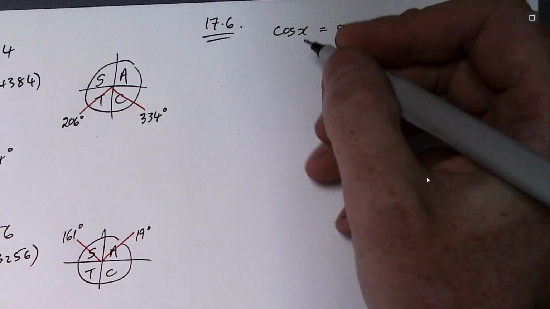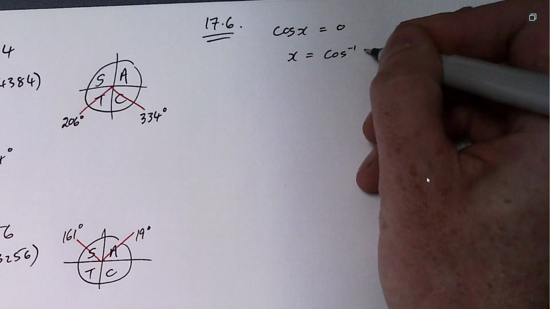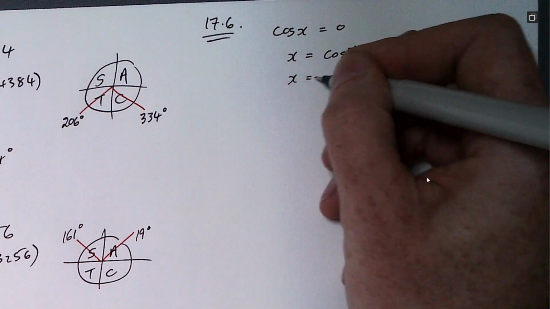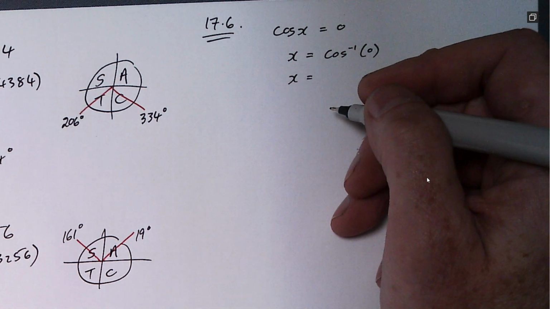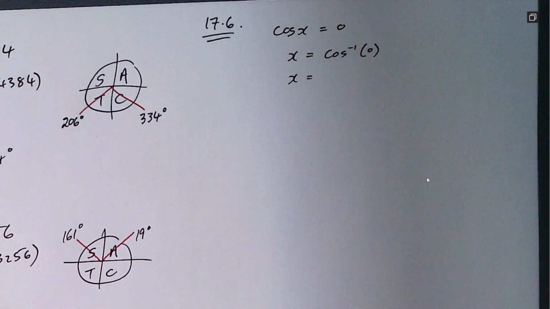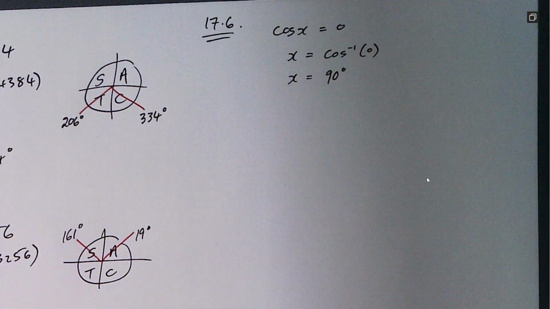Okay, so we raise the value x, so x equals cos to the minus 1 of 0. So x equals, you're talking 90 degrees. Just go to the calculator. So x is 90 degrees.